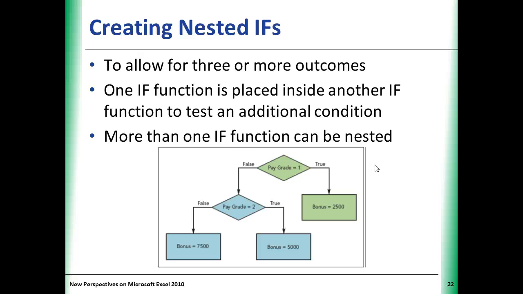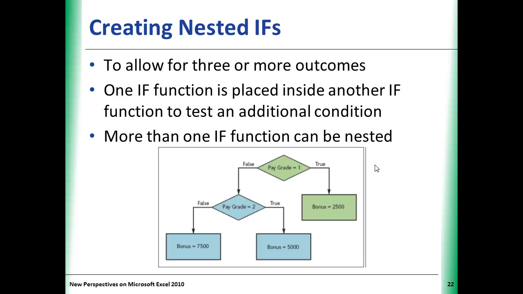So I'm going to put it on the board. If, and let's just say PG, I know it's pay grade, but let's just say pay grade. If pay grade equals 1, what do we want to do? What's the result of that? Raise it 2,500. Okay, 2,500.